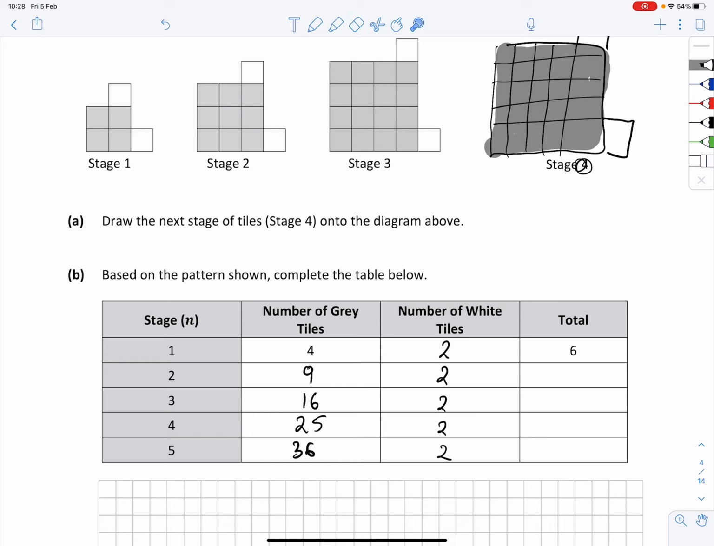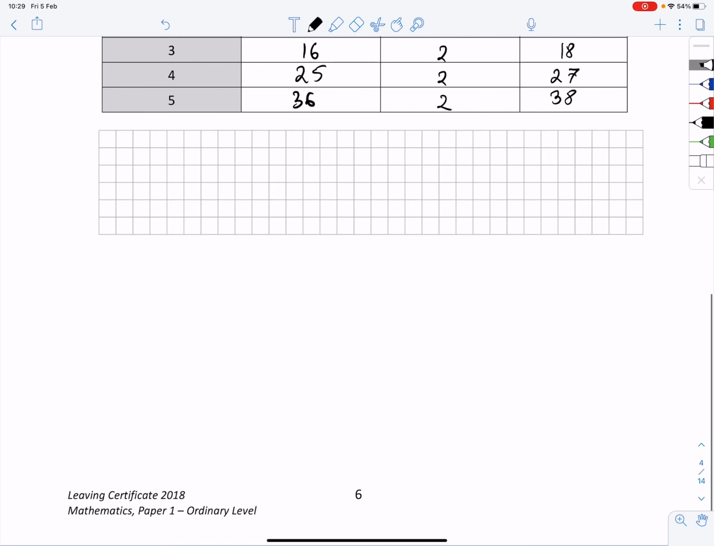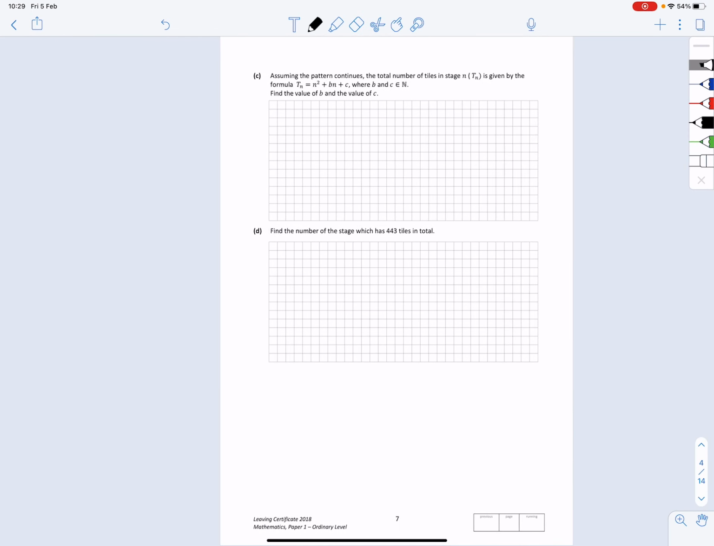If that's the case, I can find out the totals. 9 plus 2 is 11, 16 plus 2 is 18, 25 plus 2 is 27, and finally 36 plus 2 leaves me with 38. And that completes this part of the question. Next, we're looking at how the problem continues.